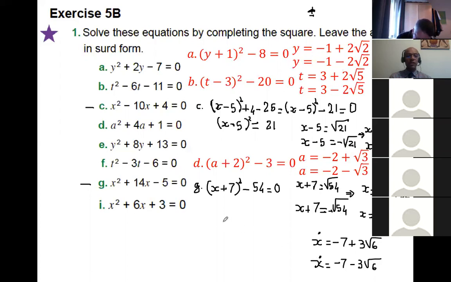So for E, this time we've got y squared plus 8y. So half of 8 is 4. So the first thing is (y plus 4) squared within the brackets. And then I need to take away 16 to compensate. So 13 minus 16, 3. Because it's, no, 13 minus 16. Oh, so which of the two?